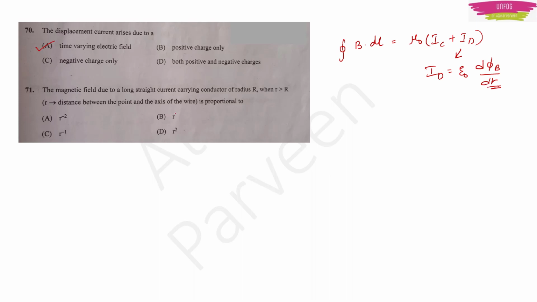Next question is the magnetic field due to a long straight current carrying conductor of radius R, where r is greater than R. Here small r is distance between point and the axis of the wire, and this is proportional to. We know that the magnetic field B is equal to mu naught I by 2 pi r. So this magnetic field will be proportional to r to the minus 1. Option C will be the right answer.